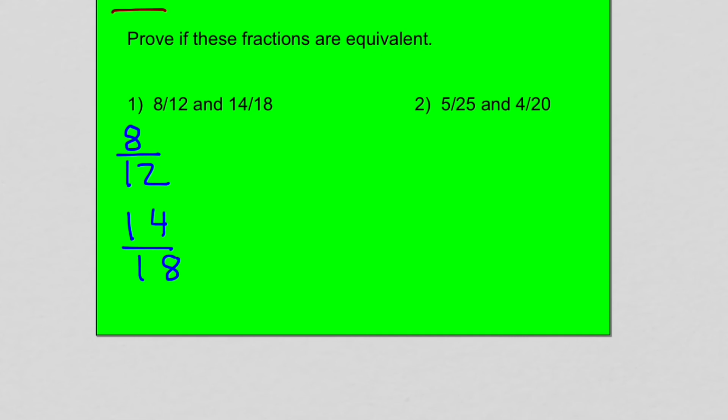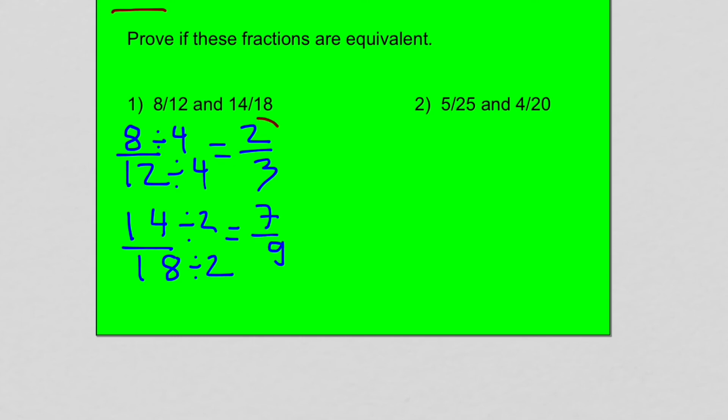For the first fraction, I can divide 8 by 4 and 12 by 4, and I get 2/3 in lowest terms. For the second fraction, I can chop both in half by dividing by 2, and I get 7/9 in lowest terms. We can see that in lowest terms, the two fractions are not the same. So we would say they are not equivalent.